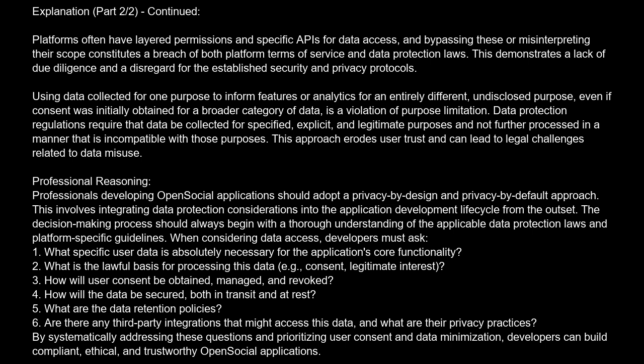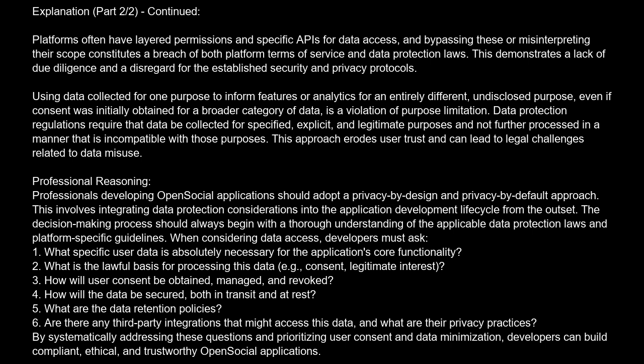Using data collected for one purpose to inform features or analytics for an entirely different, undisclosed purpose, even if consent was initially obtained for a broader category of data, is a violation of purpose limitation. Data protection regulations require that data be collected for specified, explicit, and legitimate purposes, and not further processed in a manner that is incompatible with those purposes. This approach erodes user trust and can lead to legal challenges related to data misuse.